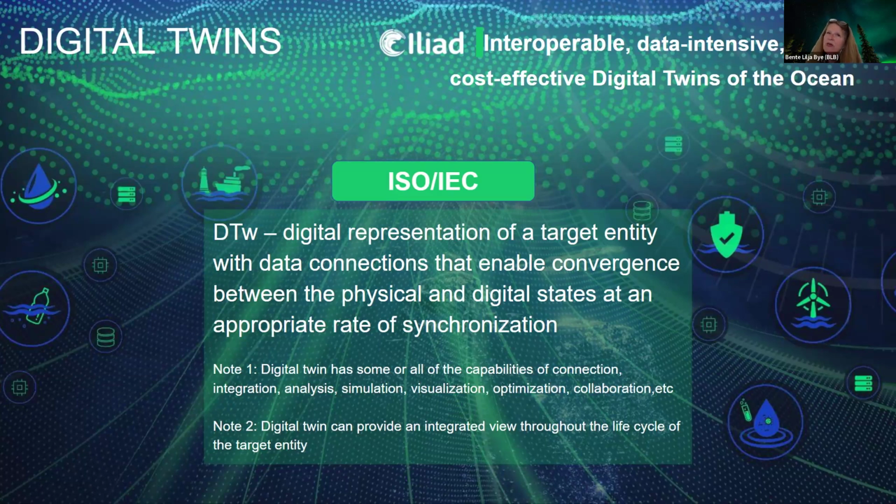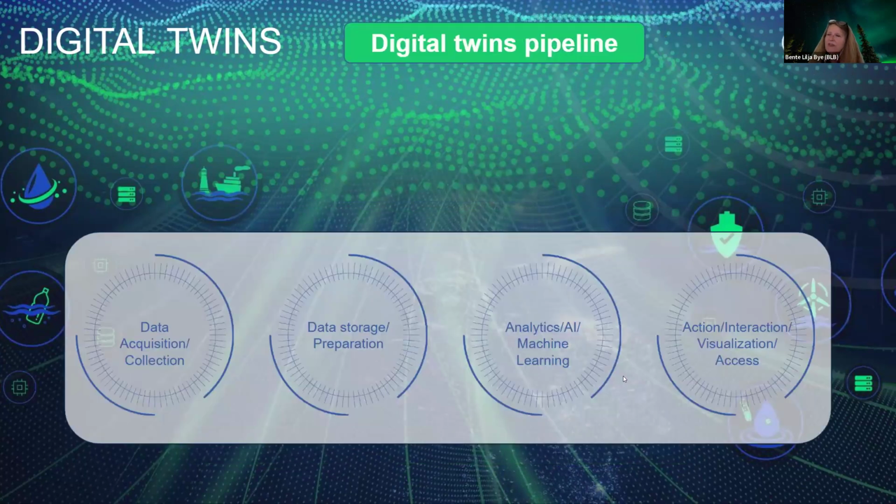In Iliad, we are, of course, using this definition, but we are also focusing on the interoperability of twins within twins and also between twins, and we will come back to that. And of course, all of the twins are data intensive, and it's a cost-effective way that we are approaching this. So interoperable and federated systems. So that's a short introduction to the definition.